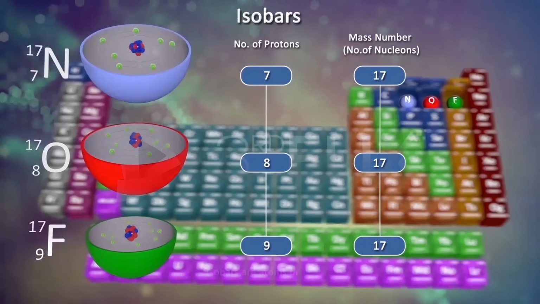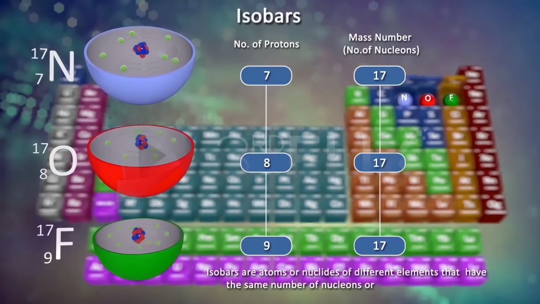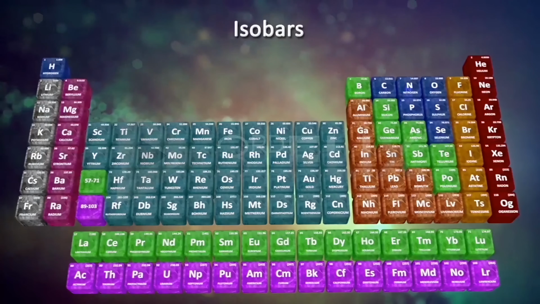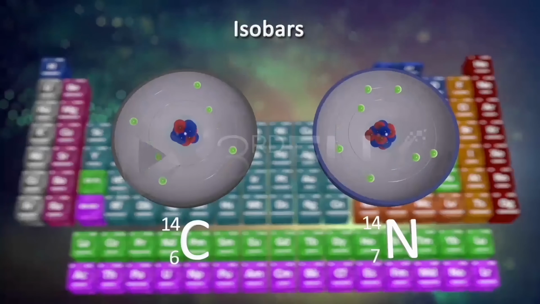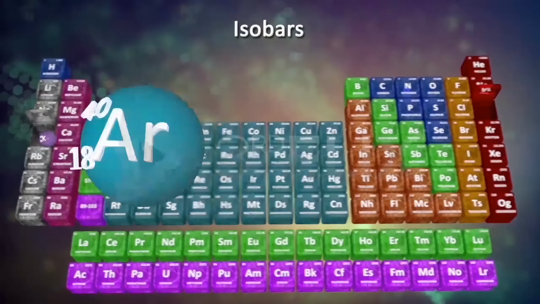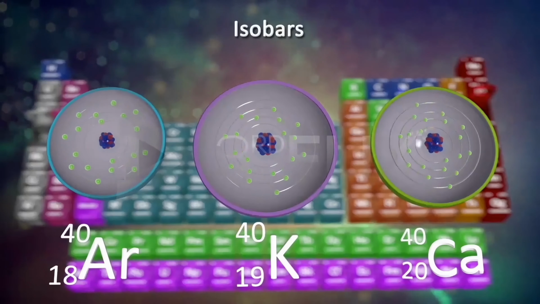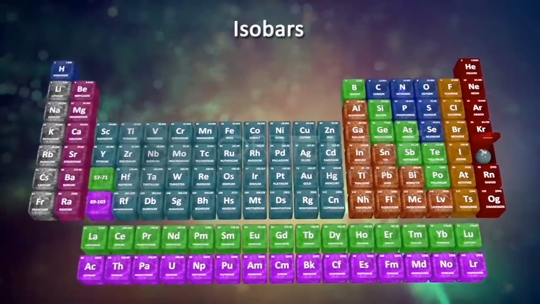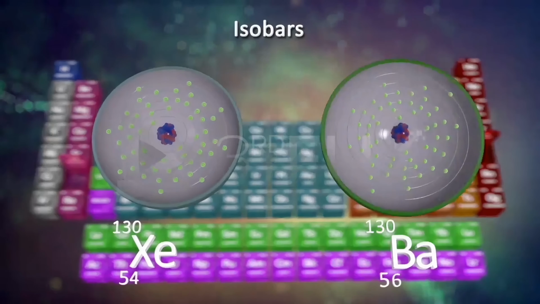Isobars are atoms or nuclides of different elements that have the same number of nucleons or the same mass number. For example, carbon-14 (atomic number 6) and nitrogen-14 (atomic number 7) are isobars. Argon-40 (18), potassium-40 (19), and calcium-40 (20) are isobars. Another example includes xenon-130 (54) and barium-130 (56).